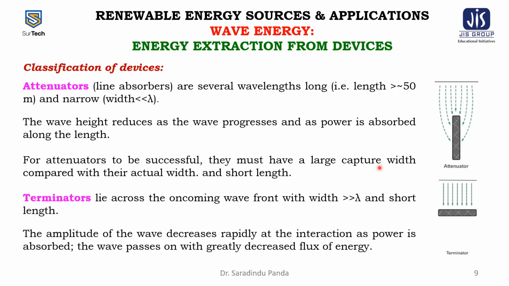Third are the terminators, as shown in the figure. The terminators lie across the oncoming wave front with the width greater than lambda and short length. The amplitude of the wave decreases rapidly at the interaction as power is absorbed. The wave passes on with a greatly decreased flux of energy.